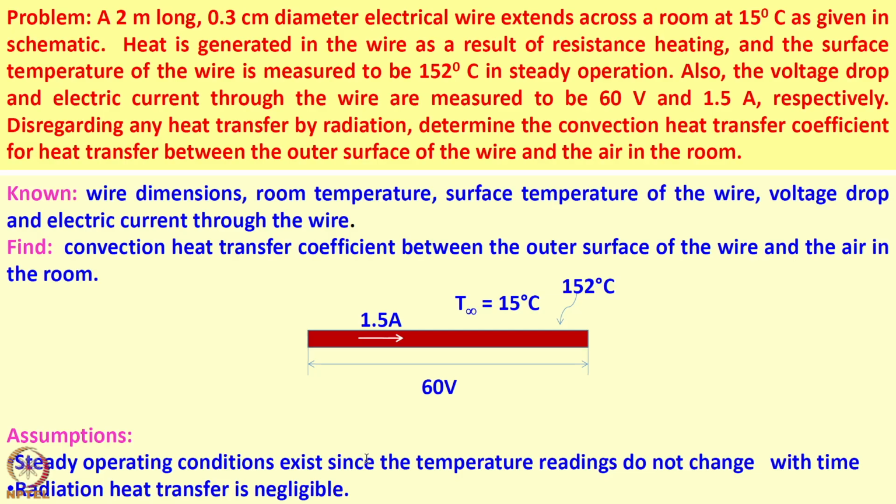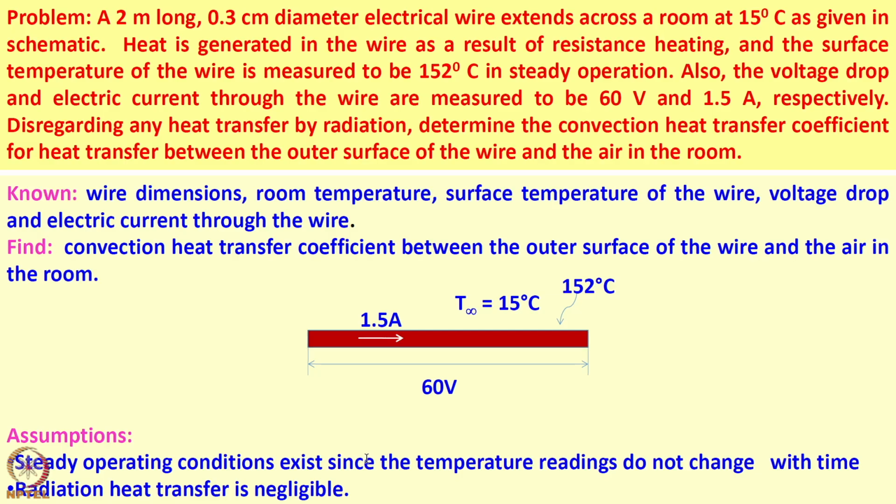Heat is generated in the wire as a result of resistance heating, that means I squared R heating. The surface temperature of the wire is measured to be 152 degrees centigrade at steady state operation. The voltage drop and the electric current through the wire are given as 60 volt and 1.5 ampere respectively. Disregarding any heat transfer by radiation, determine the convective heat transfer between the outer surface of the wire and the air in the room. Okay.